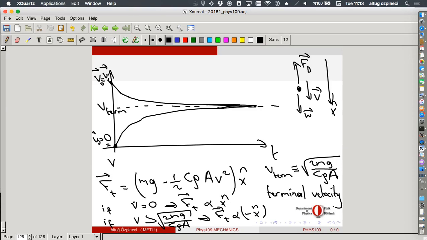Now, any questions? What is c? Is it some coefficient that you have to measure, just like the static friction coefficient? It will be given mainly by the properties of the liquid or the gas.